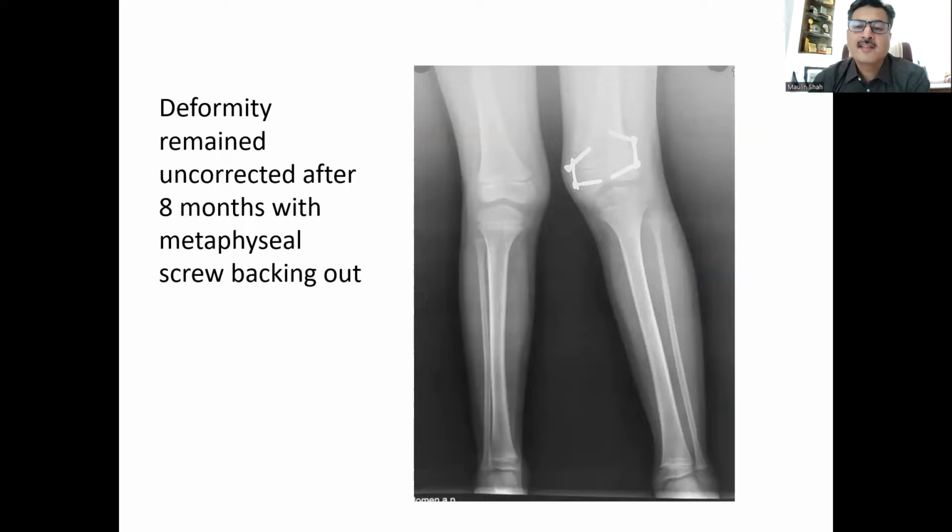So now, the question is, what I would do is, one option is you just remove the lateral plate and reposition the screw on the medial side and let the genu valgum get corrected. And once it gets corrected, you insert the lateral plate again to induce growth modulation for limb length discrepancy. That is one.